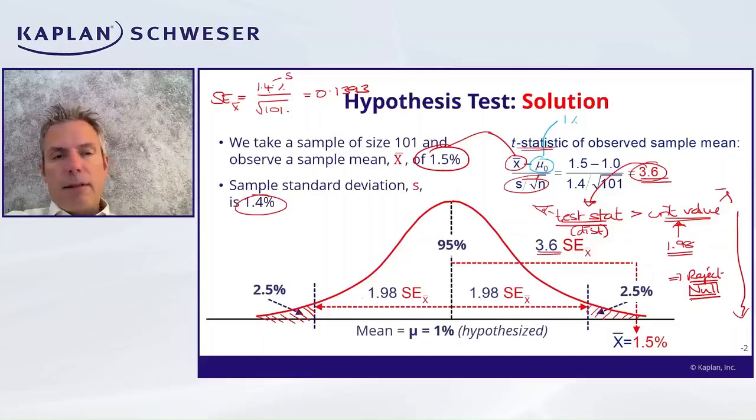Now importantly, you haven't proved the alternative is true, okay? All you've done is found strong evidence. You found something very unlikely under null conditions. And like I say, that's how we learn.